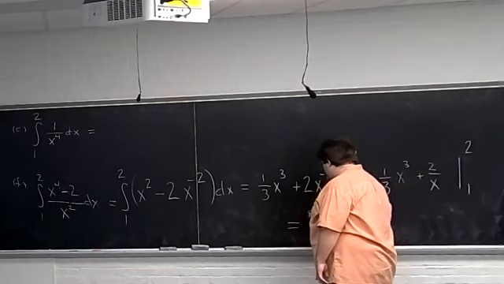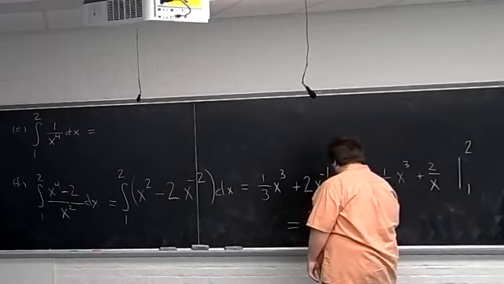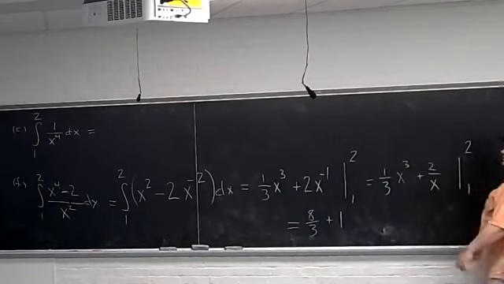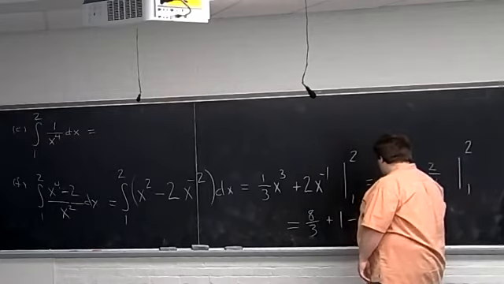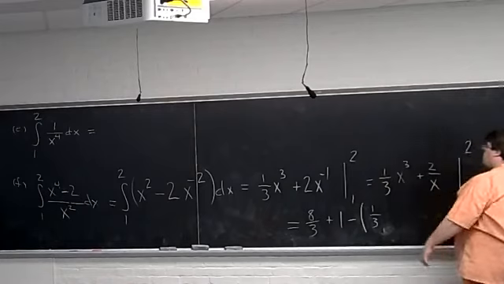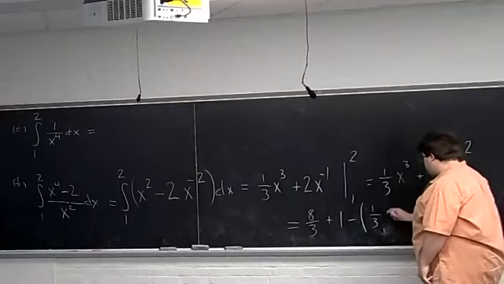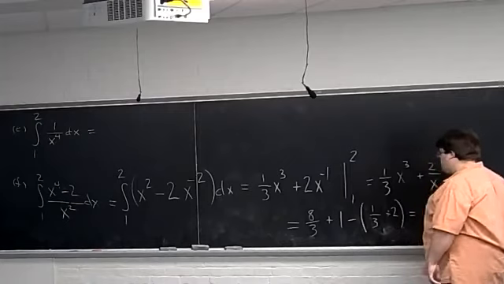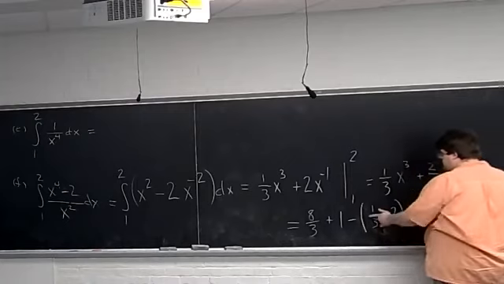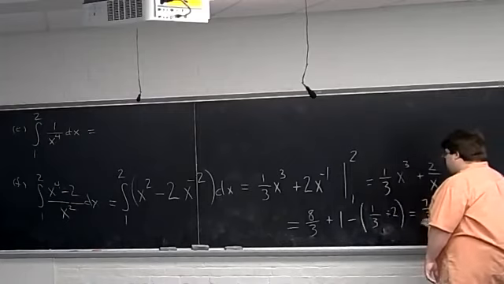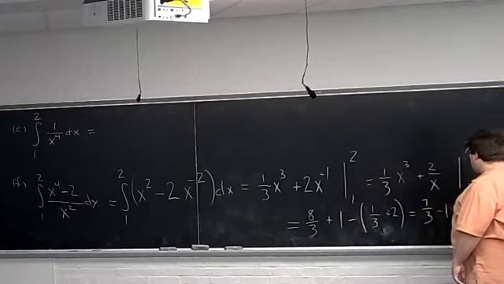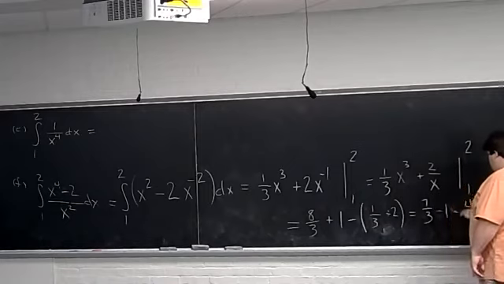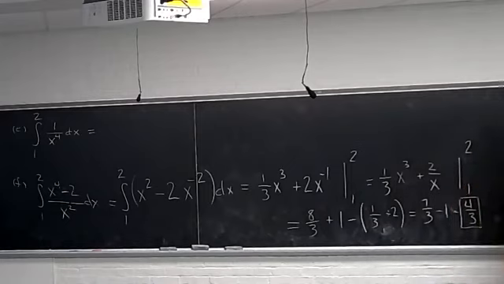Evaluate at 2. 2 cubed is 8. So 8 thirds plus 2 over 2. 8 thirds plus 1. And then we subtract what we get when we evaluate at 1. Evaluate at 1, you get 1/3 plus 2. What do we get here? 8 thirds minus 1/3 is 7 thirds. 1 minus 2 is negative 1. 7 thirds minus 1 is 4 thirds.